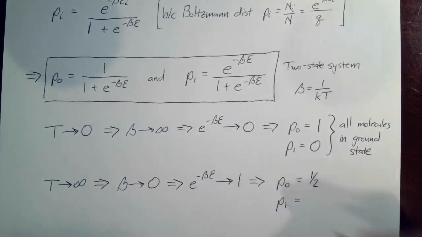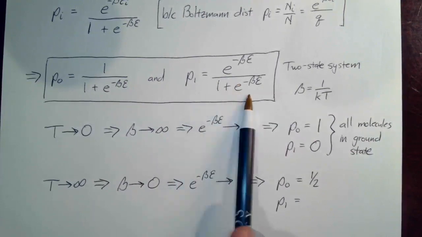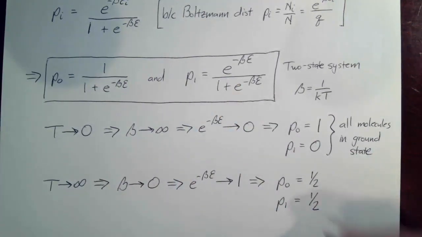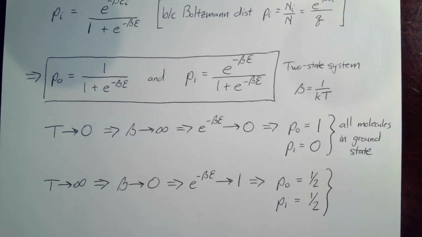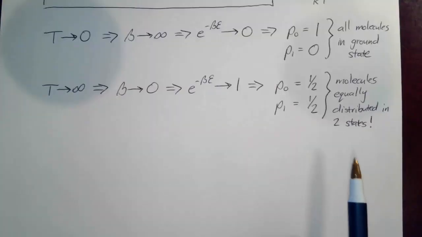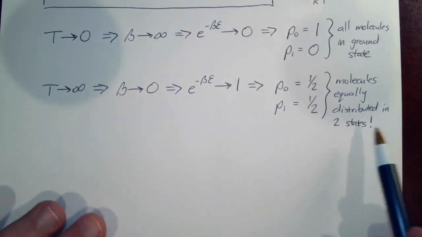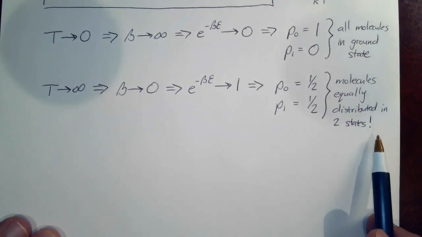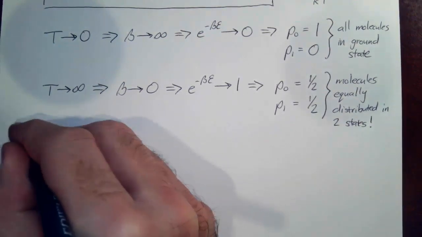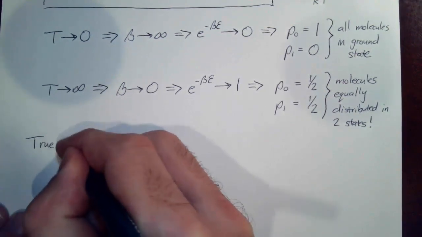And P1 is going to be 1 over 1 plus 1, so a half. So now you have a 50-50 chance of finding a molecule in either state. So as the temperature gets hot, surprisingly, we don't find all of the molecules in the excited state. We find that they are equally distributed between the two states. So this is surprising, and it's really cool how we were able to arrive at this just using the partition function. It's a fairly straightforward thing to conclude for the two-state system, but it turns out that this is also true in general, not just for the two-state system.